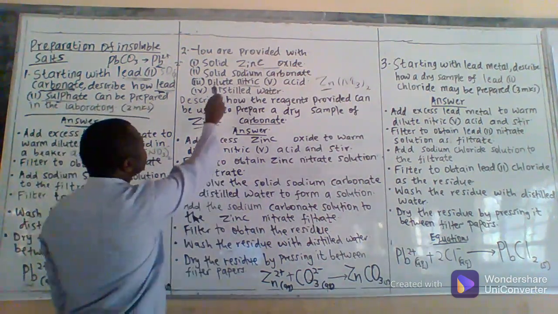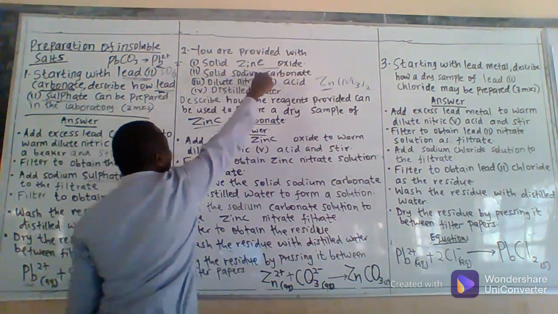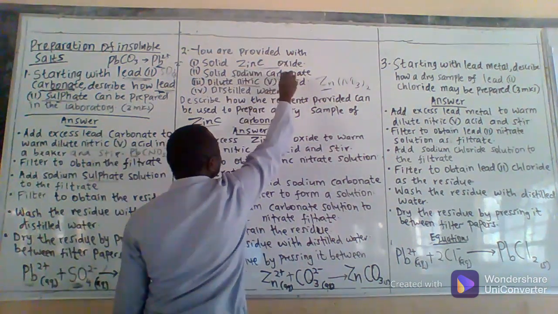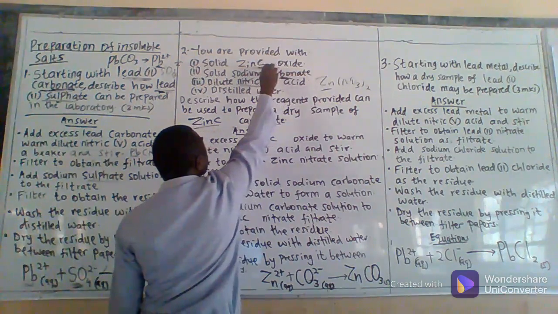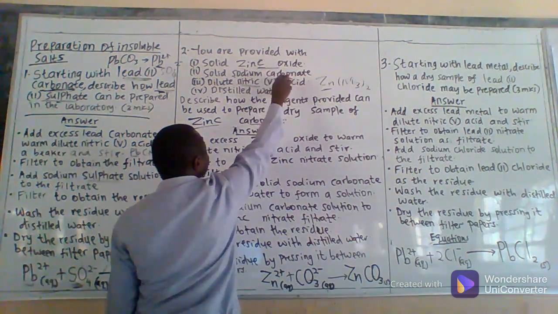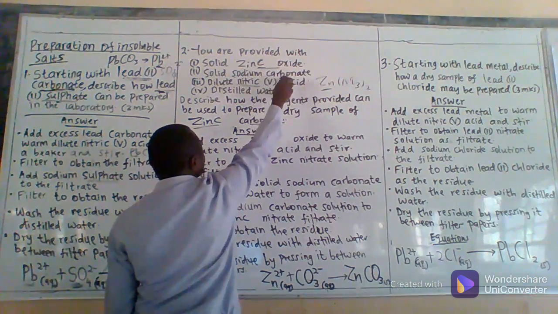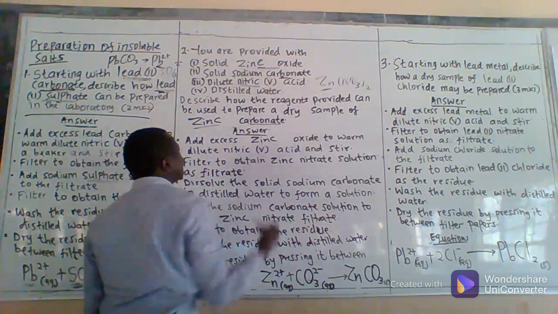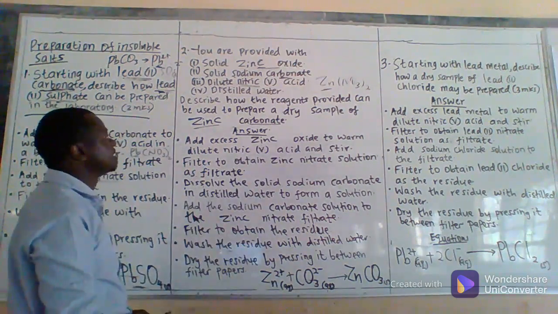Now, we also have solid sodium carbonate. From this sodium carbonate, we need carbonate ions. From this zinc oxide, we need zinc ions. So, this solid sodium carbonate, we also need to prepare a solution. And since sodium carbonate is soluble in water, we are going to dissolve that sodium carbonate in water to form a solution of sodium carbonate.